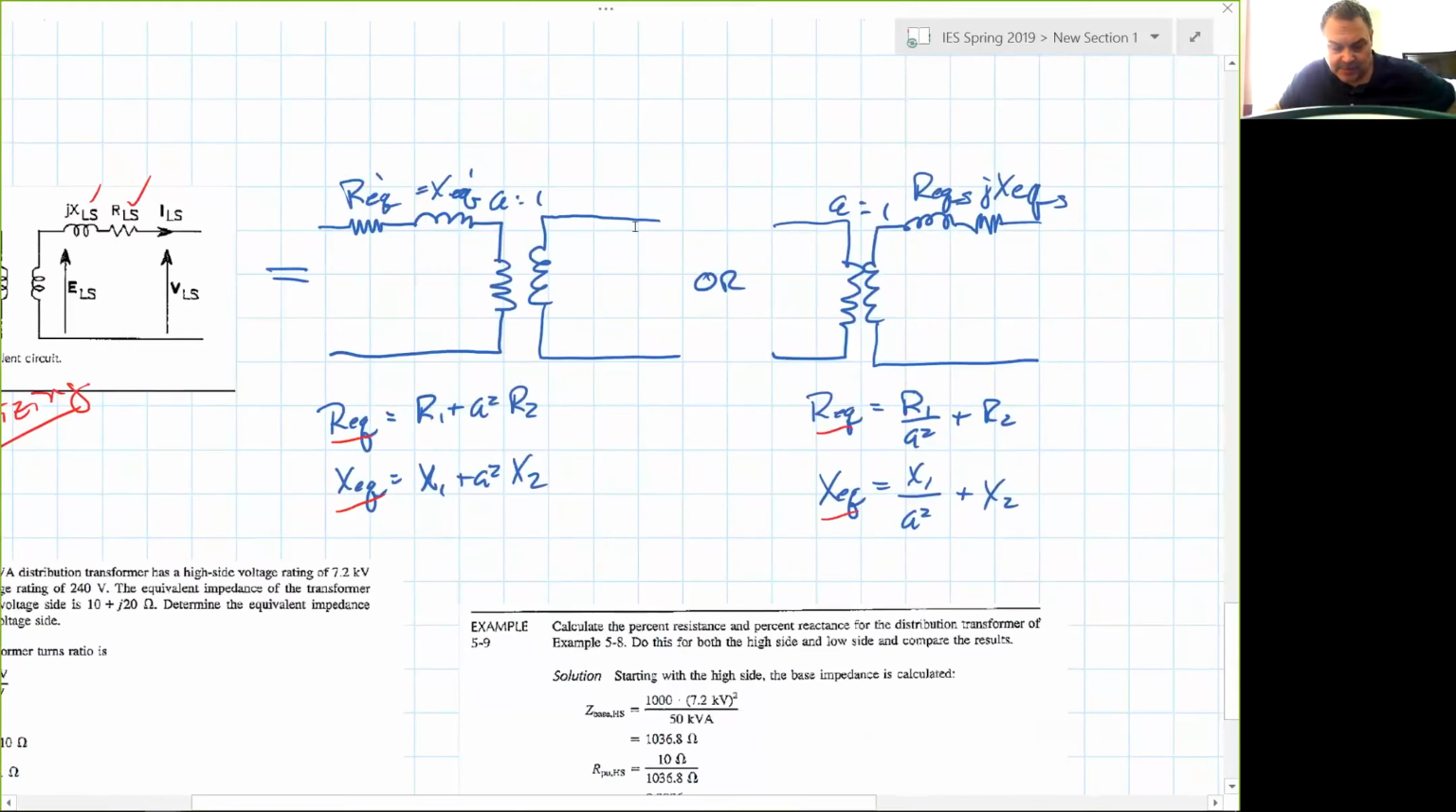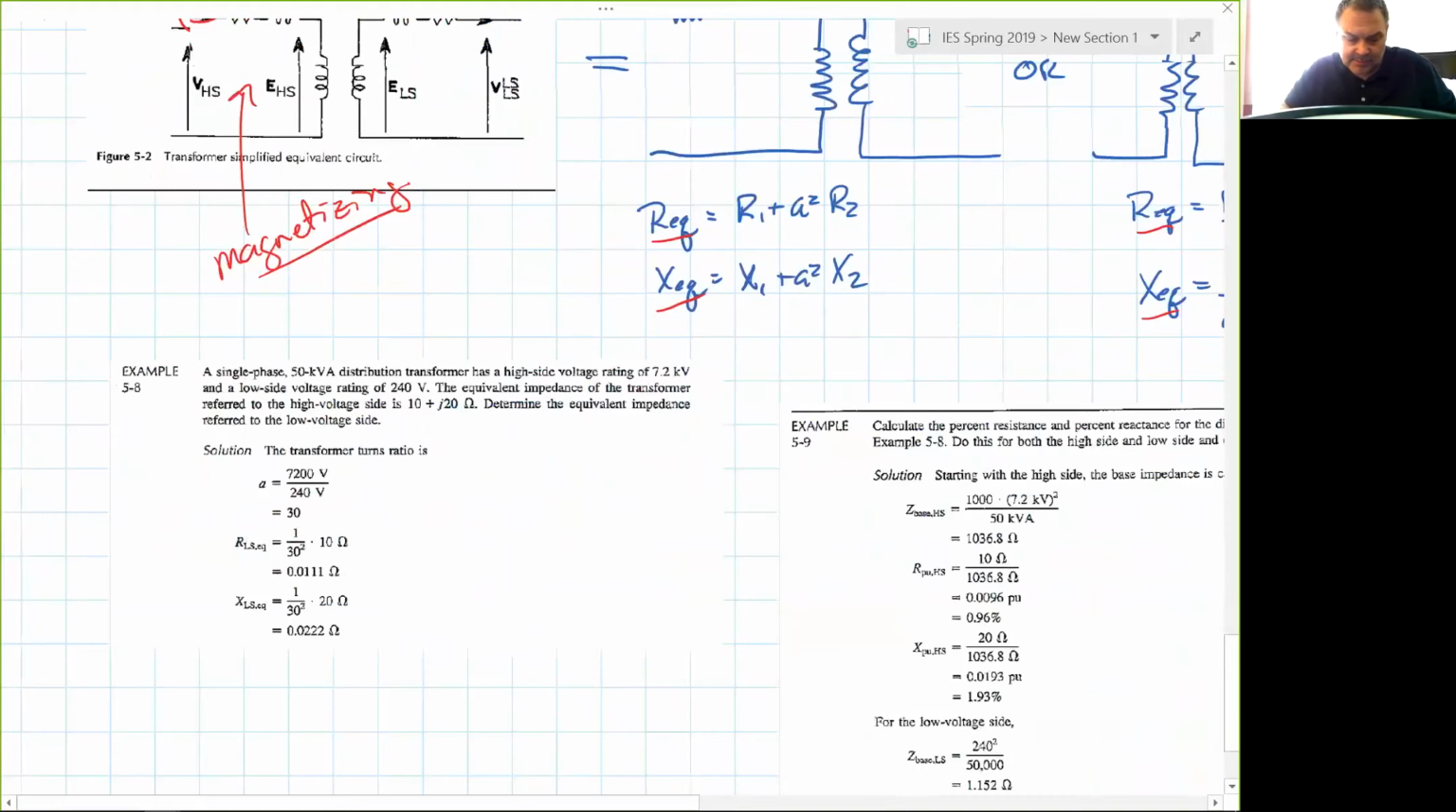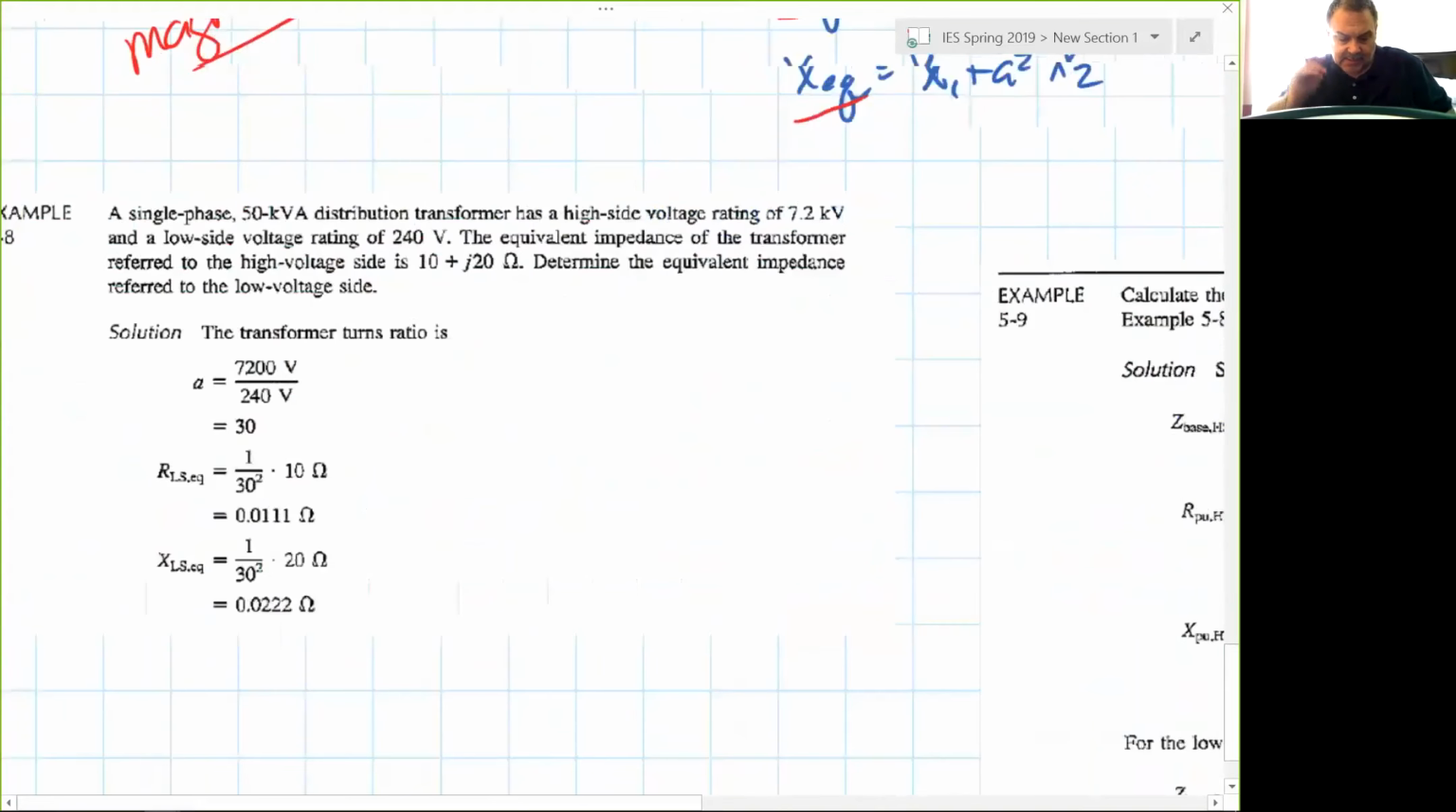And so here we're going from the low side to the high side, so everything goes up by the square of the turns ratio. If we wanted to show it all on the secondary side, we would ratio it down by the square of the turns ratio. So on the low voltage side, it would become R1 over A squared plus R2, and X1 over A squared plus X2. Okay? All right. Then our book gets into a couple of examples. So let's take a look at this.